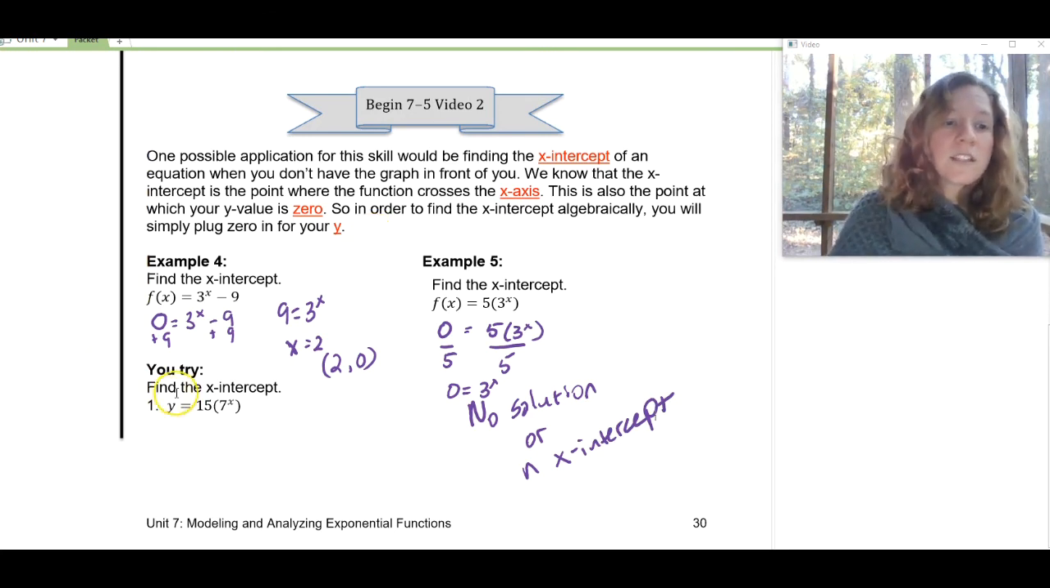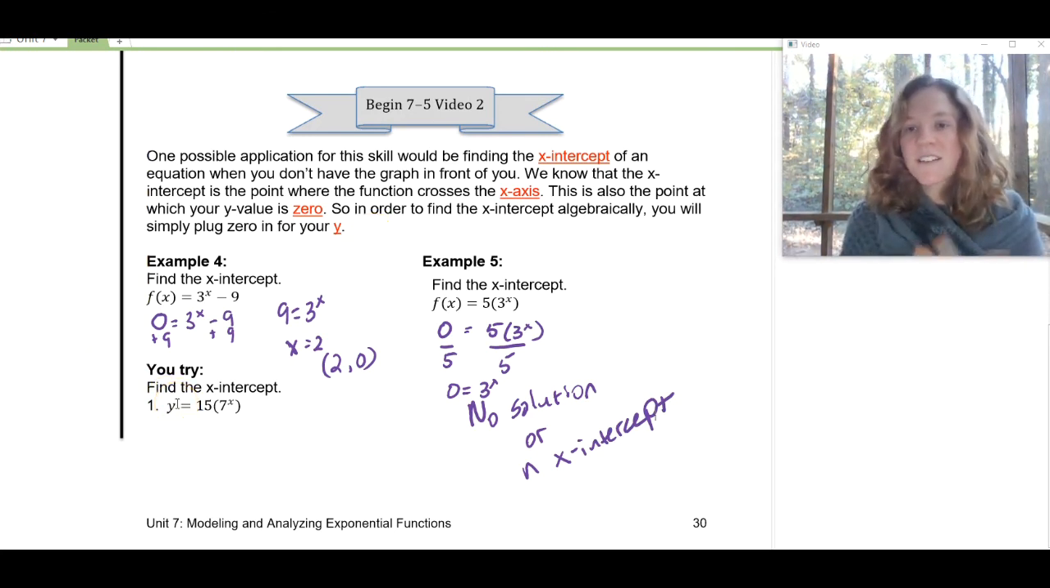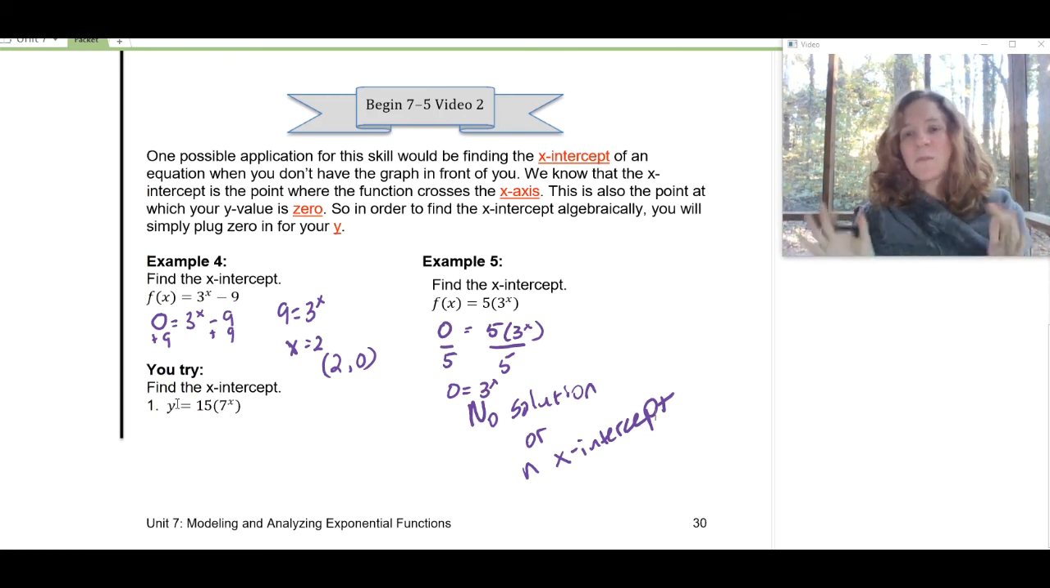All right, so you guys go ahead and try this one, and then you can move on to the practice. Hopefully you'll find this super easy, and we'll be able to get to the mastery check today, and then it'll be test time.